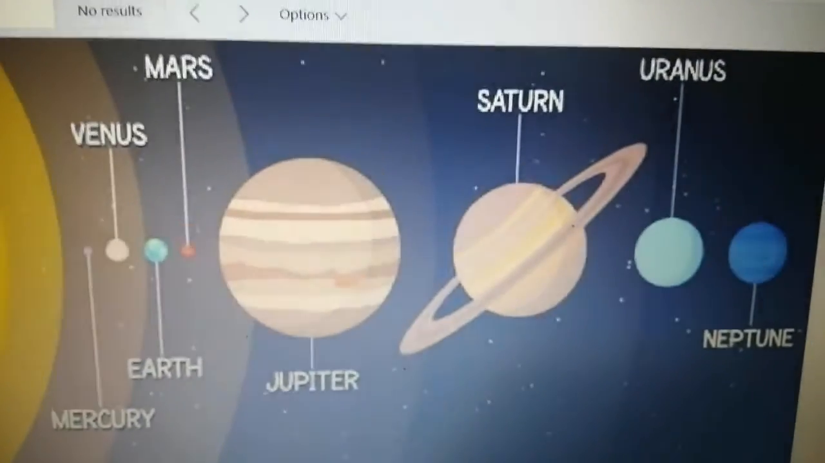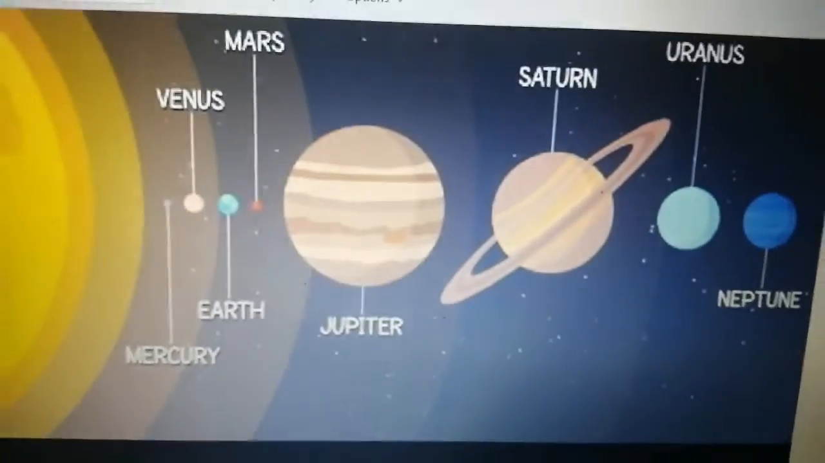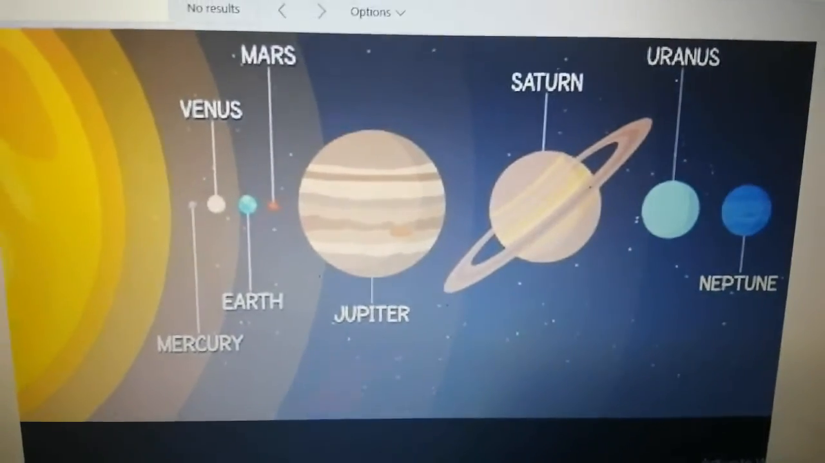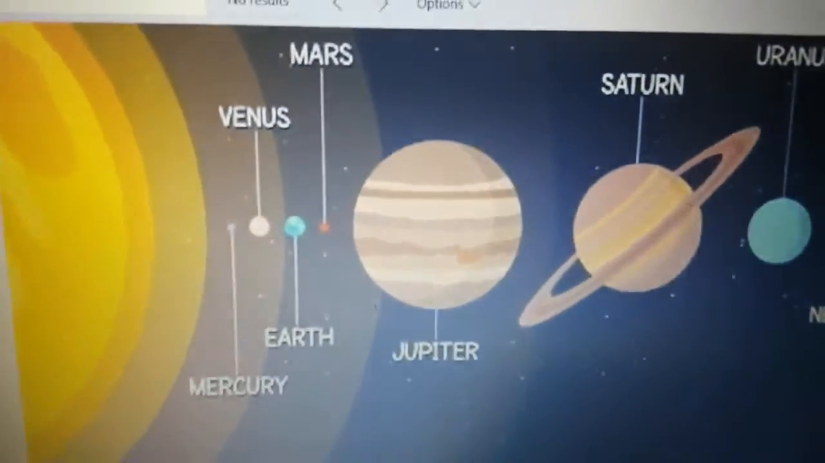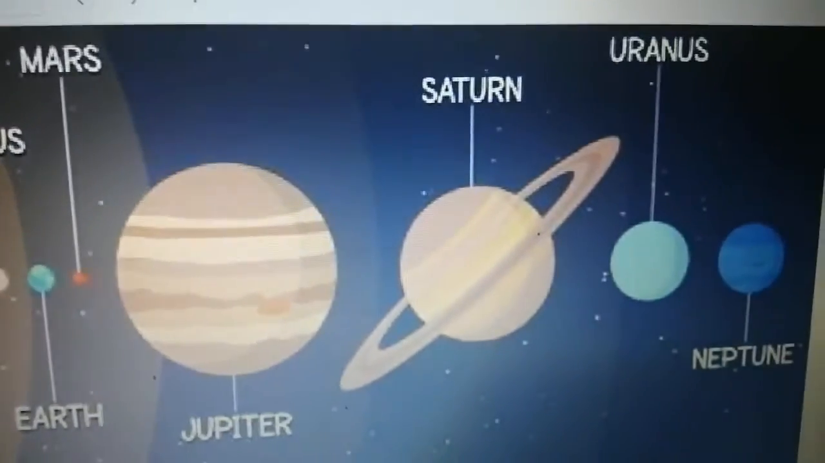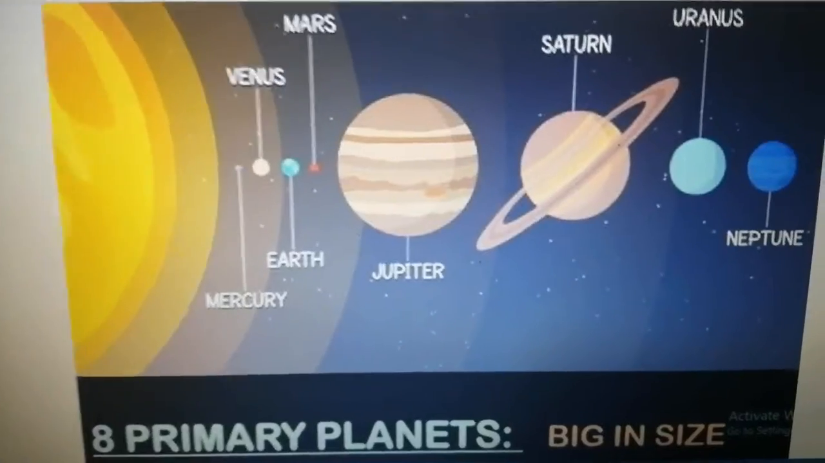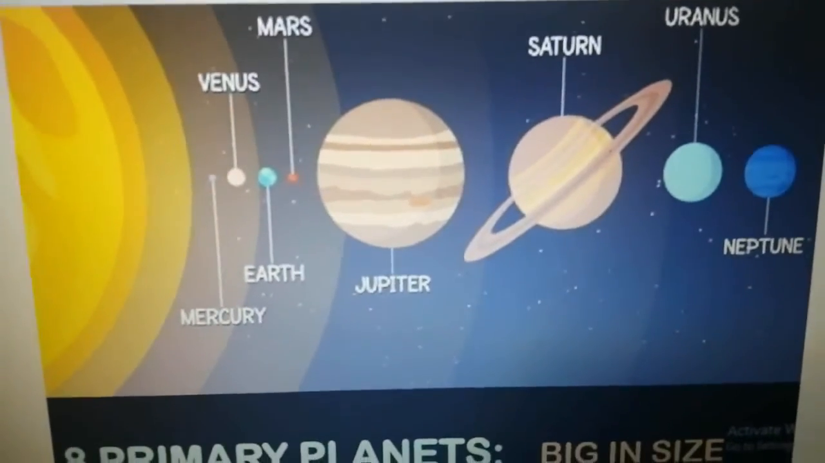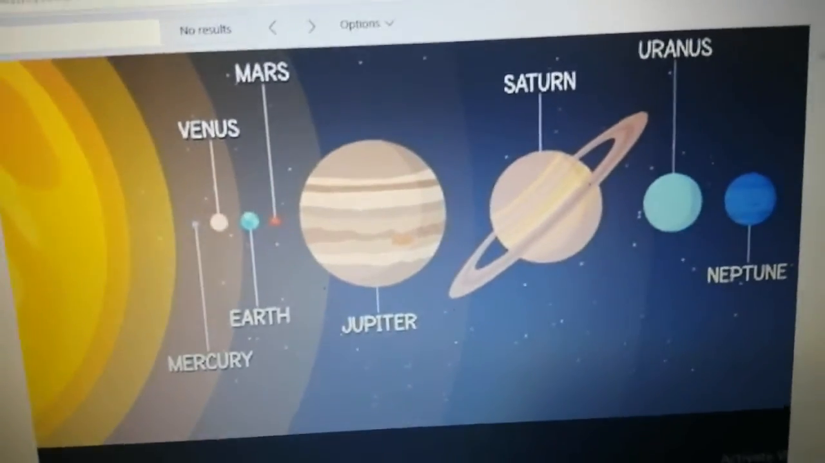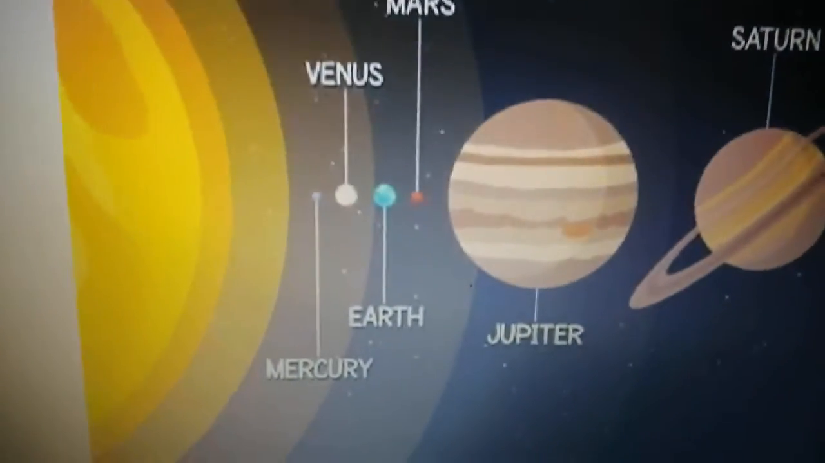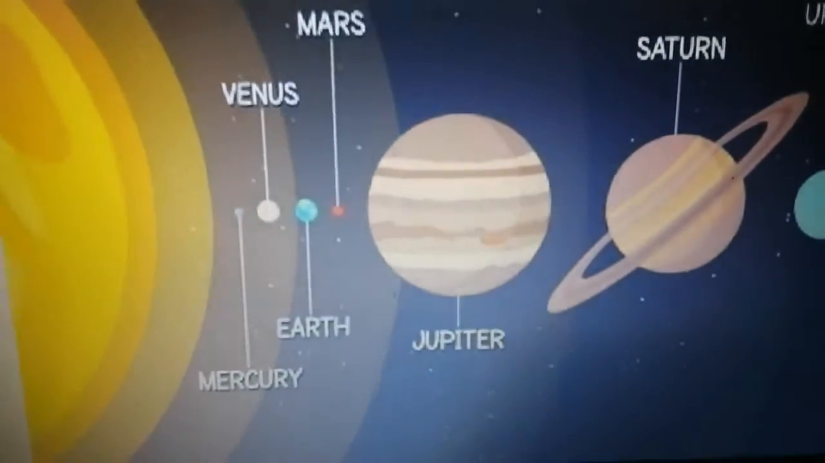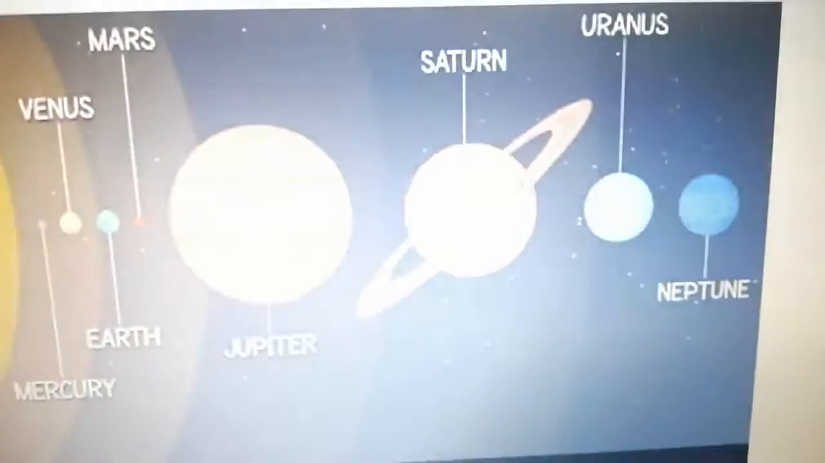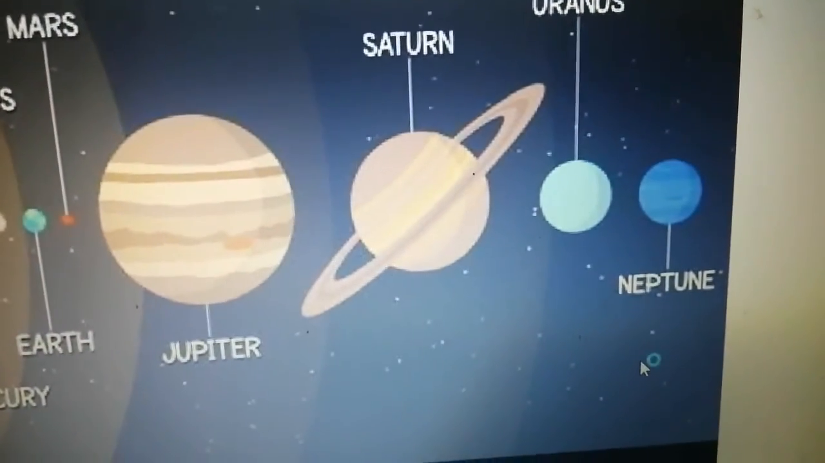Now you can see that over here also, in the 8 big sized planets, the biggest ones are Jupiter and Saturn. So children, you will have to learn the names of these 8 planets in this order only, starting with Mercury, Venus, Earth, Mars, Jupiter, Saturn, Uranus and Neptune.